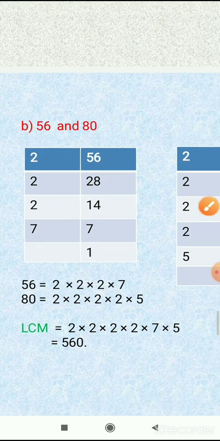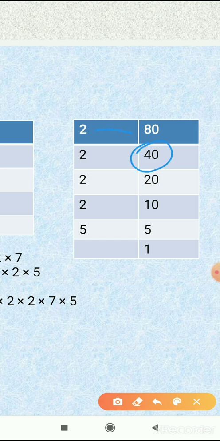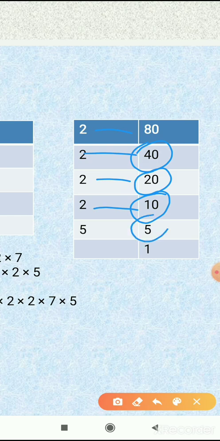Now next number is 80. So 80 is divisible by 2. By dividing 80 by 2, we get quotient 40. Now we divide 40 by 2. We get quotient 20. Then we divide 20 by 2. We get quotient 10. By dividing 10 by 2, we get quotient 5.